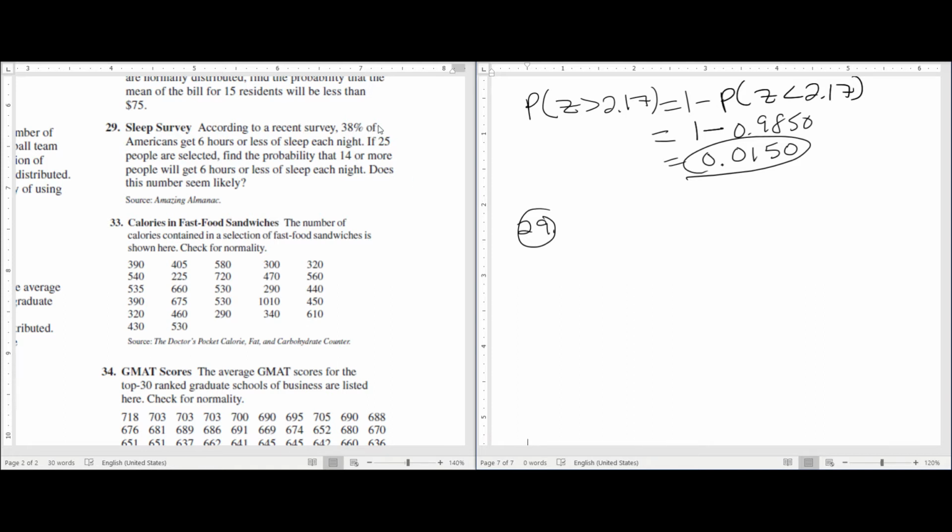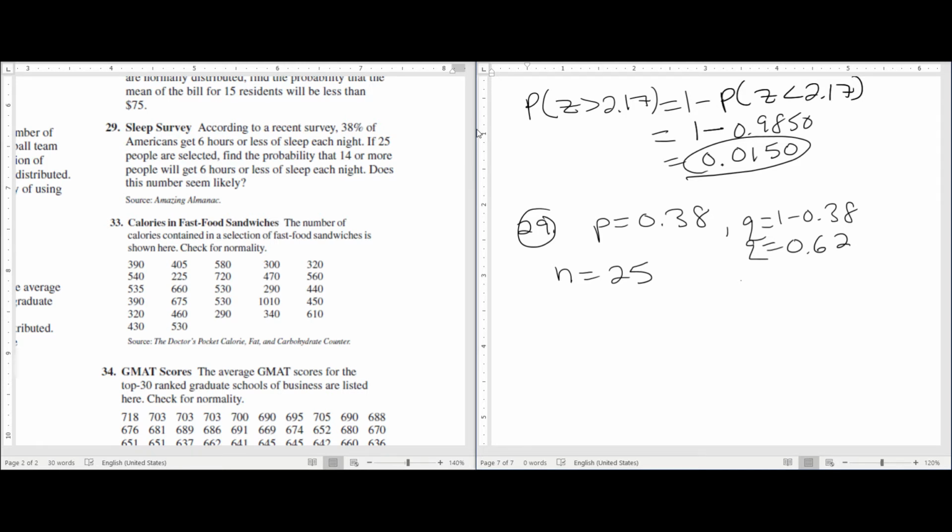It gives you a probability of success. So we got a probability of success here, 0.38, which means that the probability of failure is 1 minus 0.38, which is 0.62. So that's our probability of failure. If 25 people are selected, so n is 25, we want the probability that 14 or more will get 6 hours of sleep.